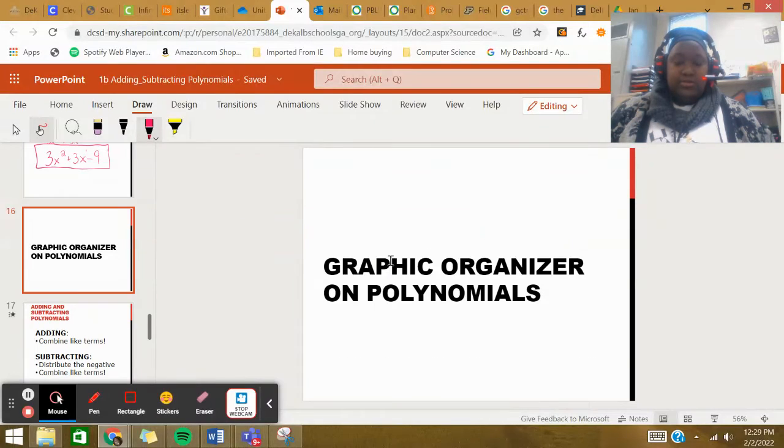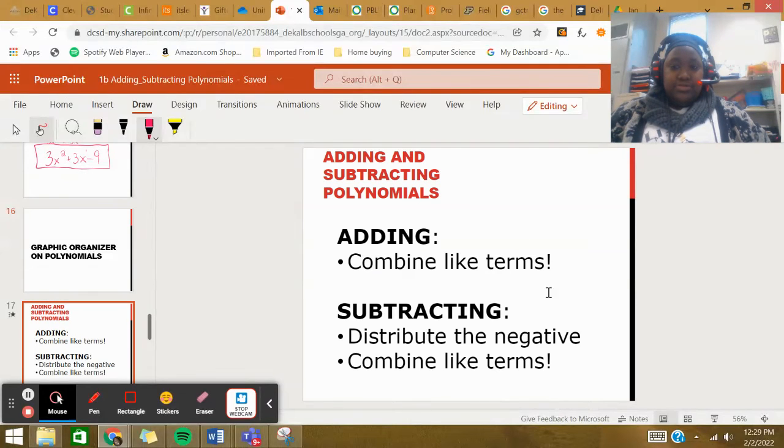Okay, so now we're back to the graphic organizer. When we initially talked about the vocabulary for polynomials, you were given a graphic organizer. And then at the very bottom right-hand side, we never did it. And it should say adding and subtracting polynomials. So at the top, you're going to fill in the blanks here. For adding, the rule says combine like terms. For subtracting, it just says distribute a negative and then combine like terms.